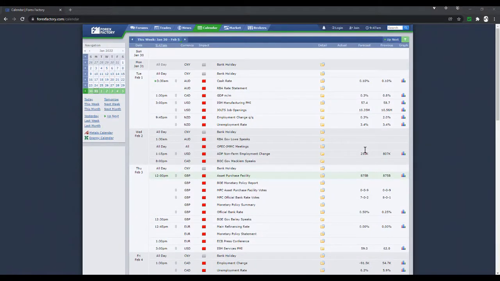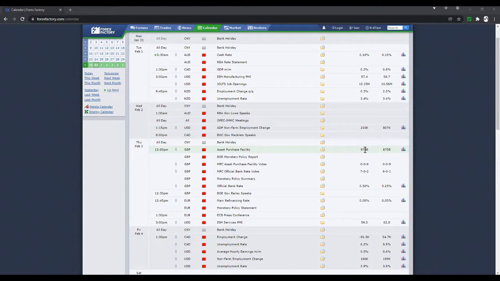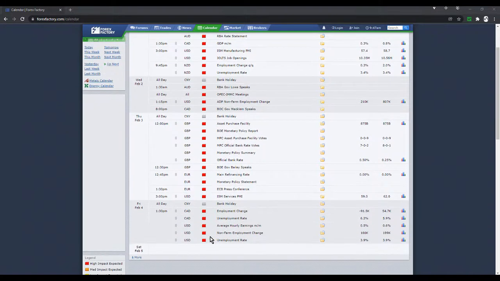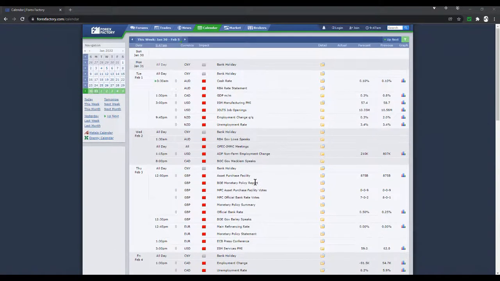There's a huge amount of red news, high priority news this week. Nothing today. The Chinese bank holiday, I think, all week. Yeah, got Aussie rate statement at 3:30 a.m. tomorrow. That could cause a lot of volatility on Aussie, depending on what's said.